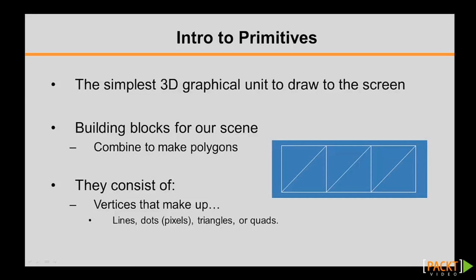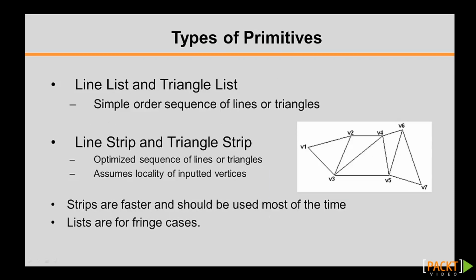Lastly, we'll take a look at primitives. But what are primitives? They are the simplest 3D graphical unit that is drawn to the screen. You could also think of them as the building blocks of our scene. Primitives consist of three-dimensional vertices that combine to make things like lines, dots, triangles, quadrilaterals, and polygons in general. But XNA only uses certain types of primitives. Currently, it supports creation of lines and triangles in either a list or strip collection.